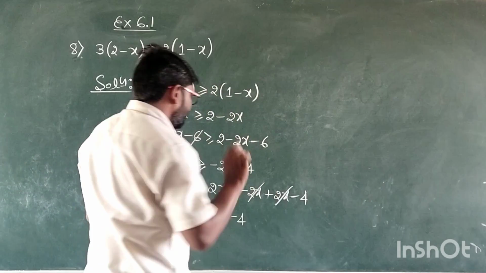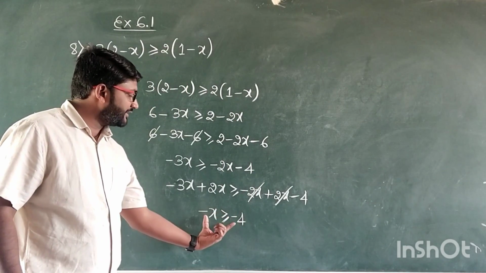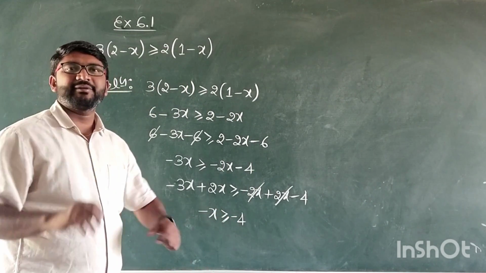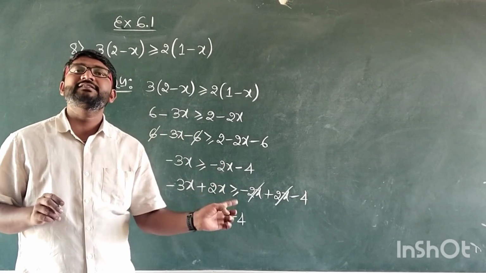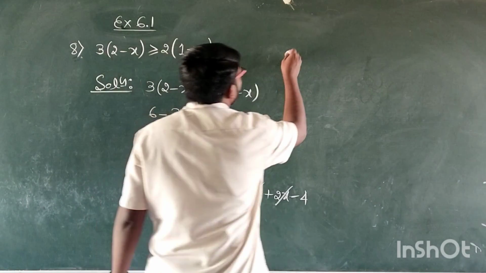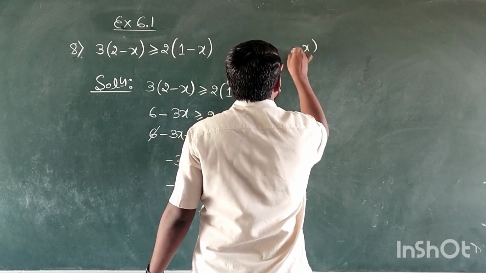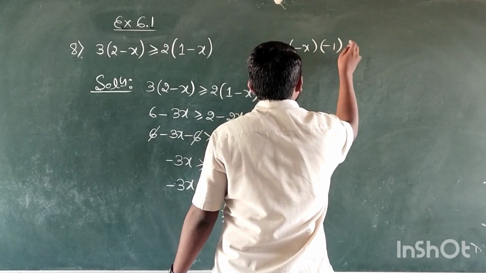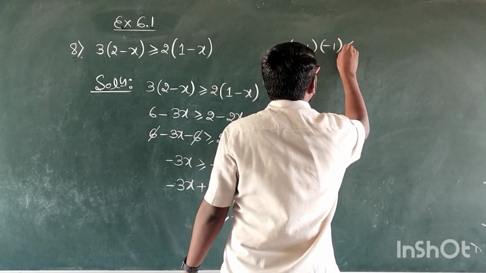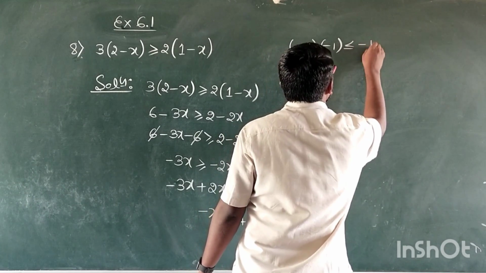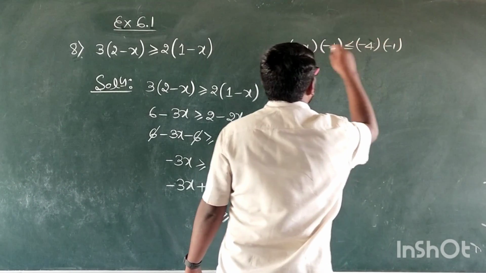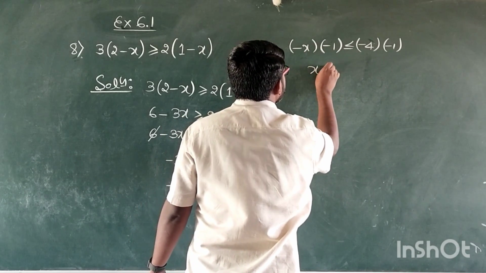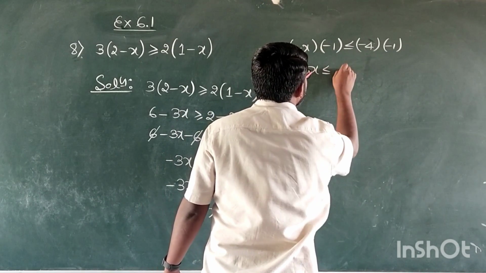Now to eliminate the minus sign, on both sides we need to multiply by minus 1. Whenever we multiply by the same negative number, the sign of inequality is reversed. So now minus x into minus 1 less than or equal to minus 4 into minus 1. So this becomes plus x less than or equal to plus 4.